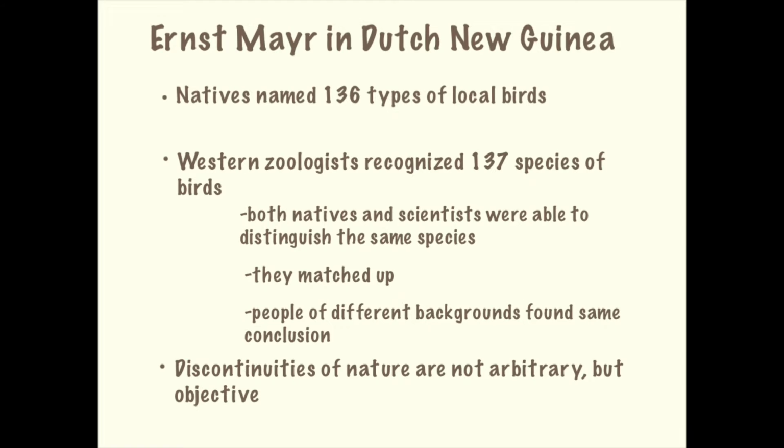In 1928, zoologist Ernest Mayr went to Dutch New Guinea's Arfak Mountains. There he recognized 137 species of birds, and also found that the natives had named 136 kinds. When he observed the locals' naming of birds, he saw that both the locals and the scientists were able to distinguish the same species. The ones the locals identified matched the same species as the scientists identified. This leads us to believe that discontinuities in nature are an objective fact.